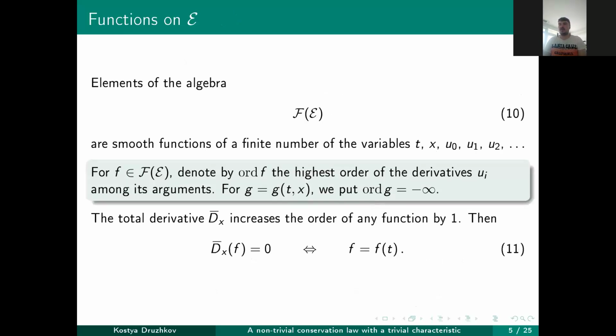Elements of the algebra of functions on the equation epsilon, on the infinitely prolonged potential mKdV, are smooth functions of a finite number of these variables t, x, u0, u1, u2, and so on. And for any function, we can introduce the concept of order of a function. For any function f, we denote by ord f the highest order of the derivatives u0, u1, u2, and so on among its arguments. And for a function of t and x only, we put its order equal to minus infinity.